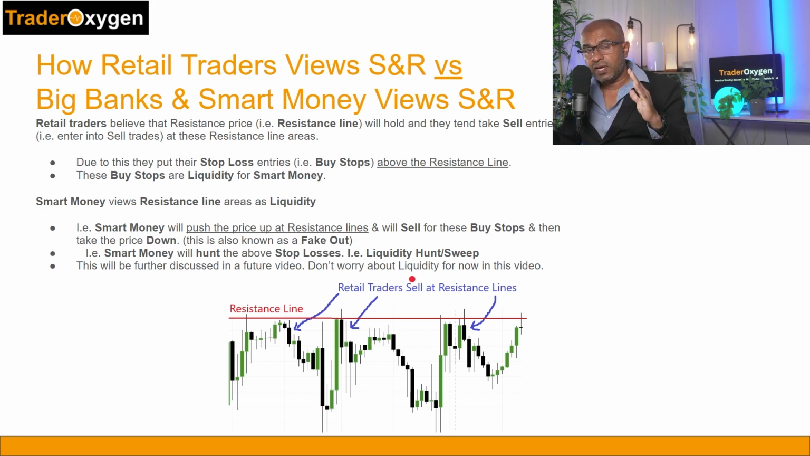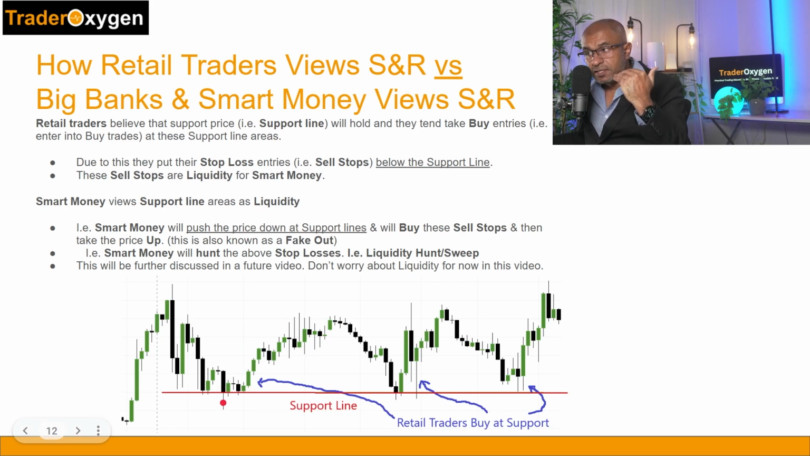So we gave you here the overall idea of how retail traders look at support and resistance lines versus how big banks and smart money view support and resistance lines. Simply the idea is for big banks and smart money, these support and resistance lines are full of liquidity. So what they do is they make a fake out and they grab the liquidity, and only then will they take the price in the intended direction. And what I mean is at support, yes, the price needs to go up. However, they first grab liquidity and then they will take the price up.